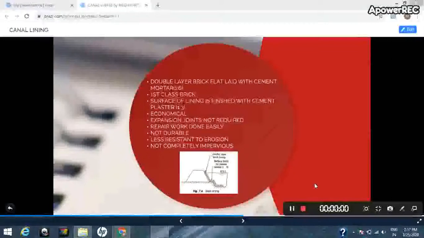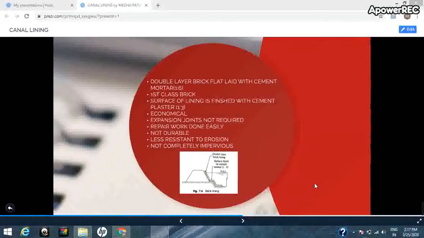In this type of lining we use first class brick, and we use a double layer of brick. It is joined with cement mortar 1:6, and the topmost surface of the lining is finished with cement plaster 1:3. It is most economical. Another advantage is that expansion joints are not required as in cement concrete lining. Repair work is done easily; for example, if a particular patch is damaged, then you have to replace that patch. It is easier in comparison to cement mortar lining or lime mortar lining.